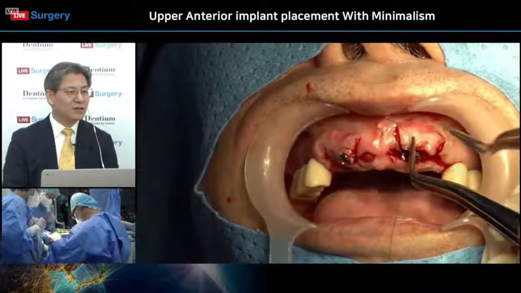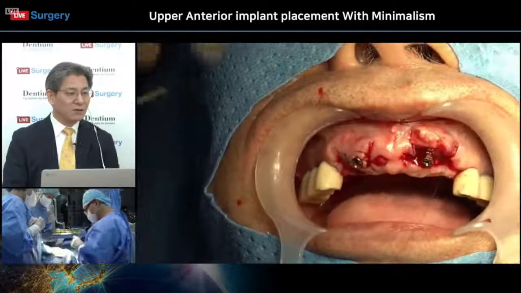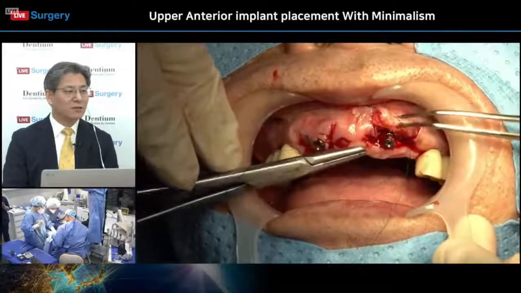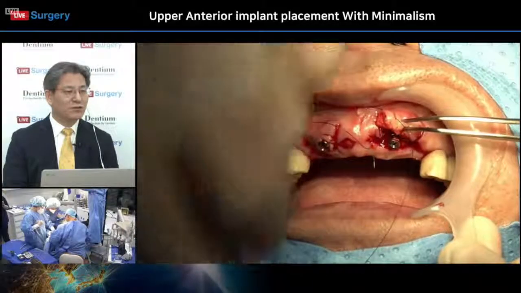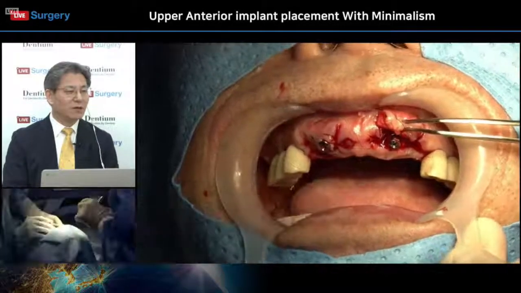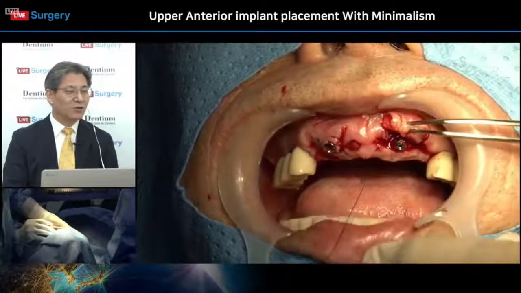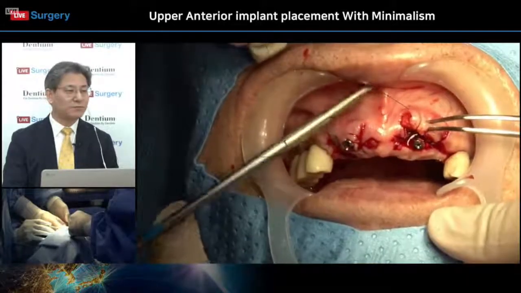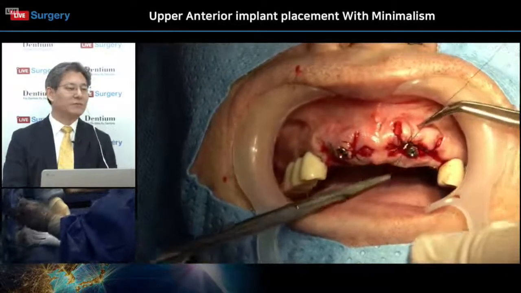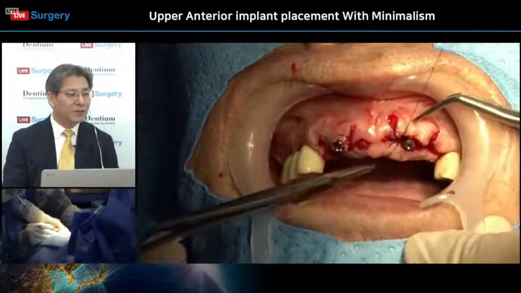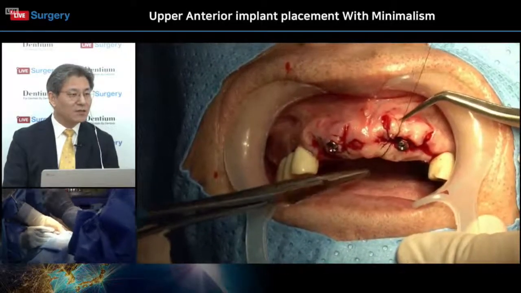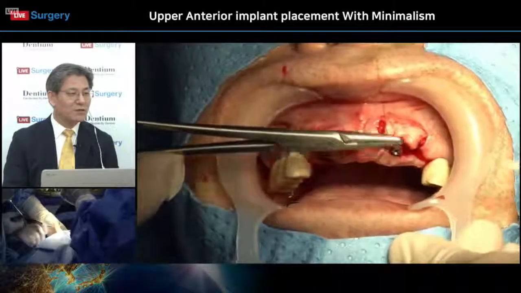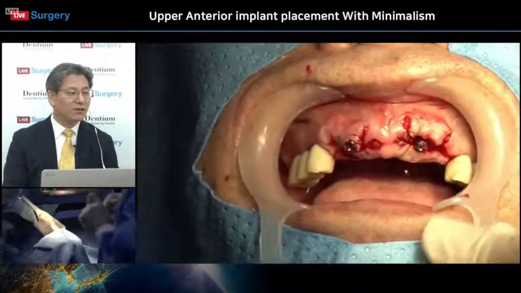So this one is a vertical mattress suture. Modified vertical mattress sutures are performed at the number 22 installation area. Okay, so good adaptation, very nice, both parts of the tissues are well adapted.